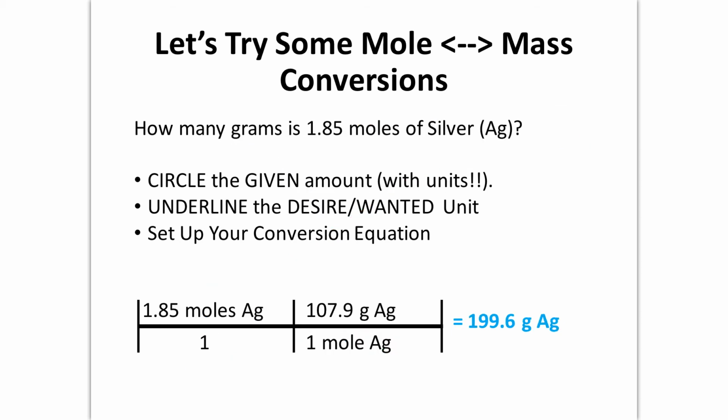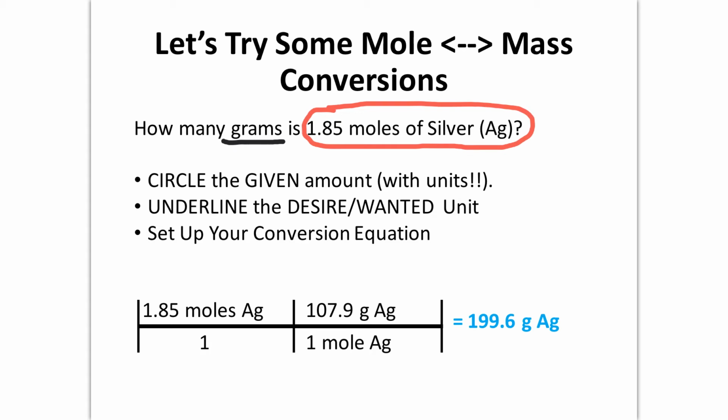Okay, so let's try another one. This time we're going to go from moles back to grams. In this case, what are we given? Again, circle the amount we're given. We're given the 1.85 moles of silver, and we have to make sure we have the units. And then what are we trying to convert to? We're trying to convert to grams. Those are the 2 units I'm converting between. So those tell me which conversion factor I need. I need a moles to grams conversion factor, and that's the molar mass conversion factor.